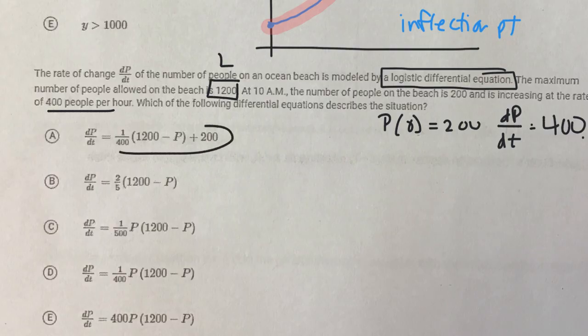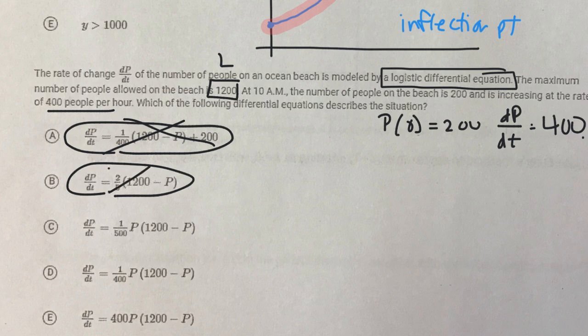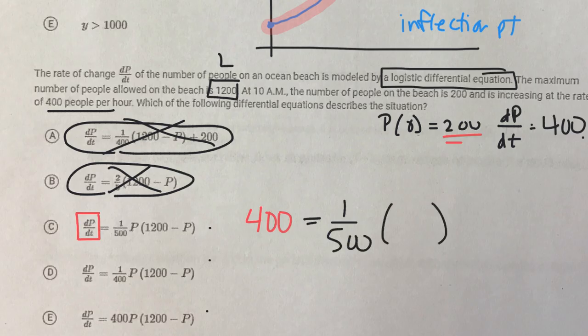Looking at this form, this isn't even in one of our differential forms, so that's not going to be right. Nor is number 2. This is not a differential equation, that's just a linear equation. The rest of these look pretty okay, believe it or not. So let's do one thing. We know that dP/dt equals 400 when P equals 200. So we're going to plug our P-value into each of these equations and see which one works.